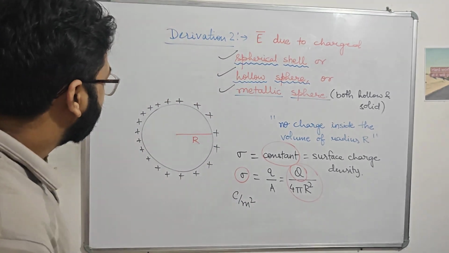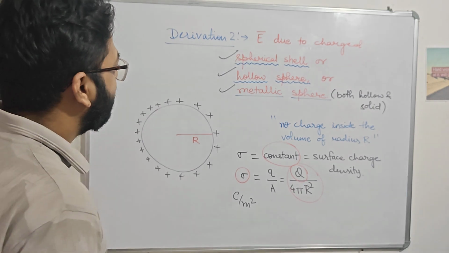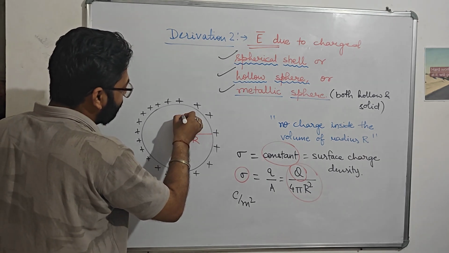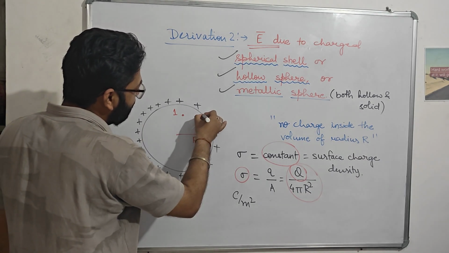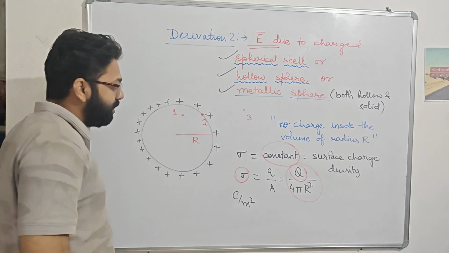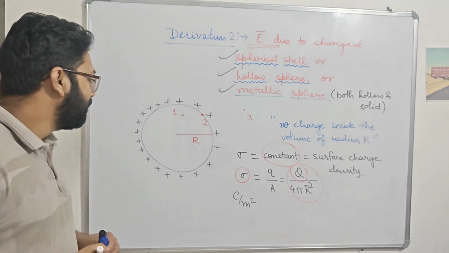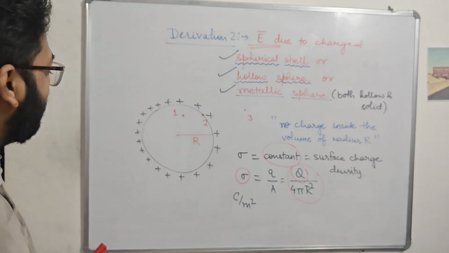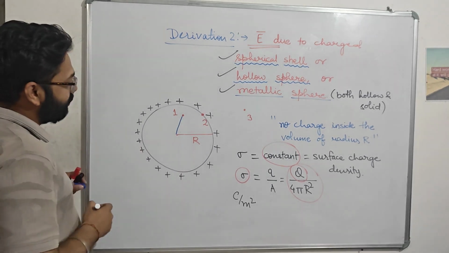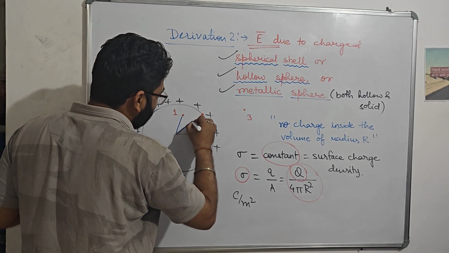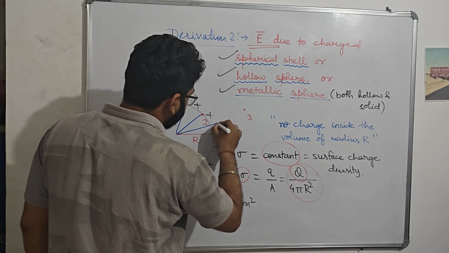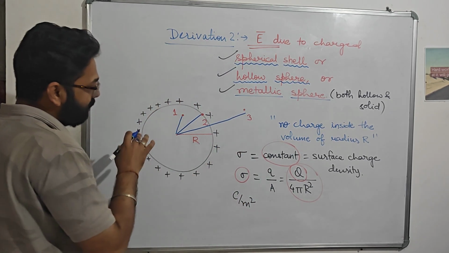So starting with the expressions of the electric field, which is the second derivation. We'll choose three different positions. First is an inside point 1, second is on the surface, and third is outside. So I've chosen three different points where we want to find the electric field. Let us consider this point 1, which is the inside point. This is the distance from the center. For point 2, this is the distance from the center, and for point 3, this is the distance from the center.